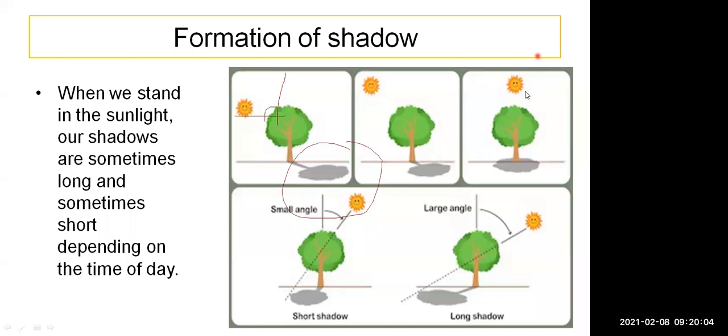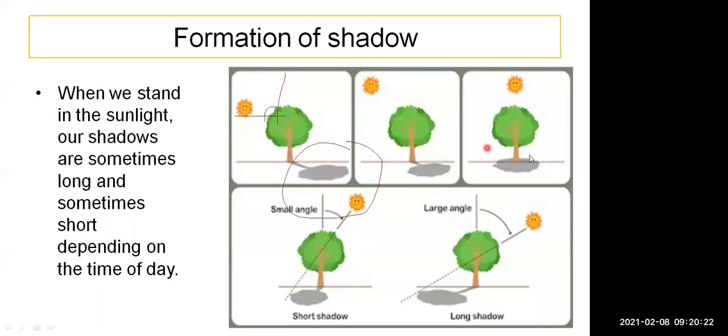Okay, now here, if you see, this happens during afternoon time, around 12 o'clock. What happens? The sun comes overhead. Now the distance is very less. When it is overhead, what happens is the shadow is formed just below it.